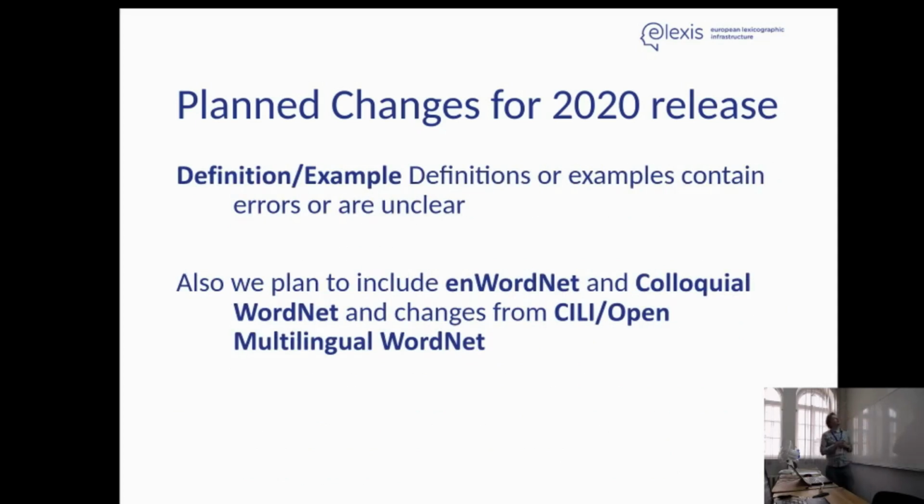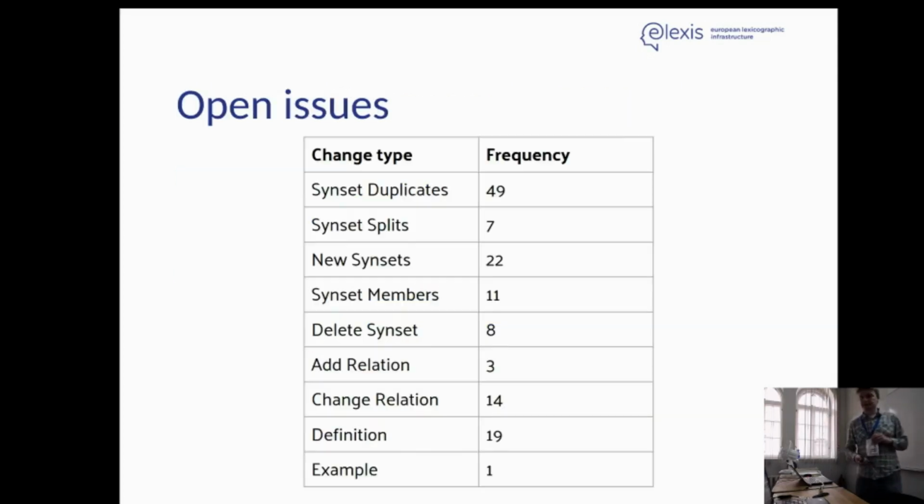Finally, we have some definition and example errors, where definitions are unclear. And we're going to start including information from other English WordNet projects, like the EN WordNet project, which is in Poland, Global WordNet, which was myself before, and Open Multilingual WordNet, which have a long list of changes that we can incorporate too. So currently we have a lot of open issues. We're working through changes, so things like duplicates. Duplicates appear to be the most common issue, as people have a lot of unclearness about when two concepts differ, but there are also issues like new synsets and splitting synsets and changing relationships and changing definitions.